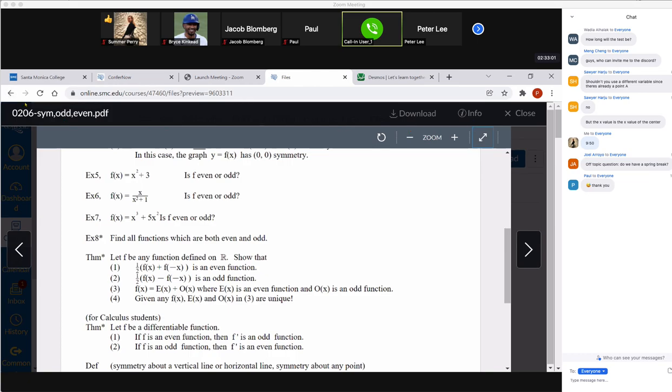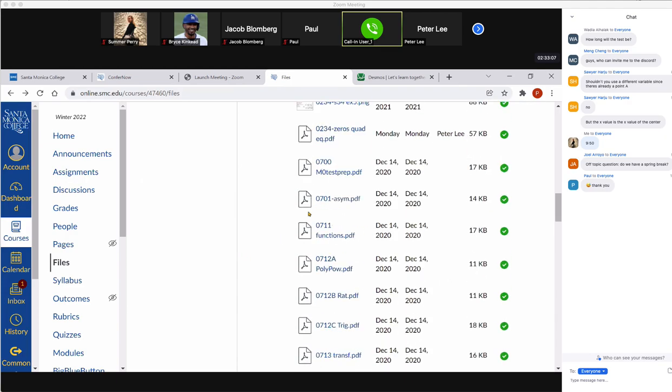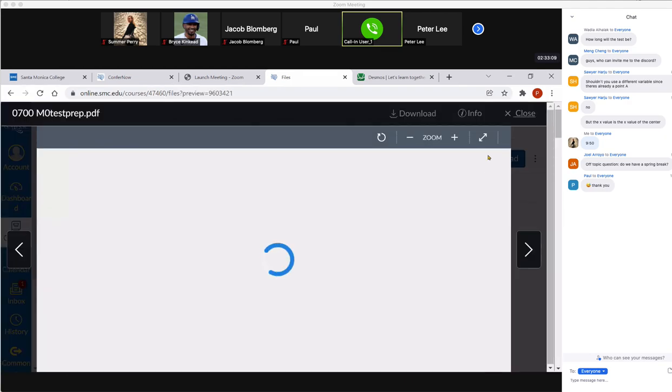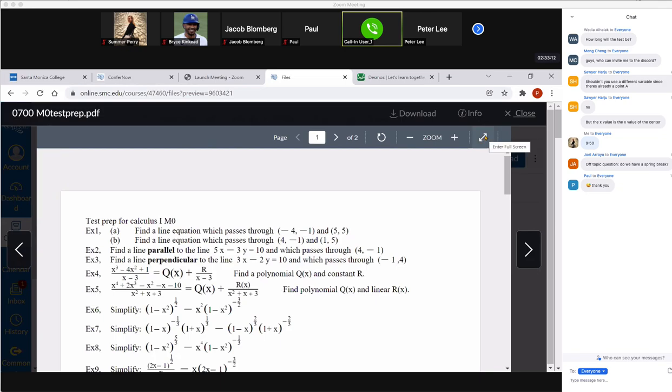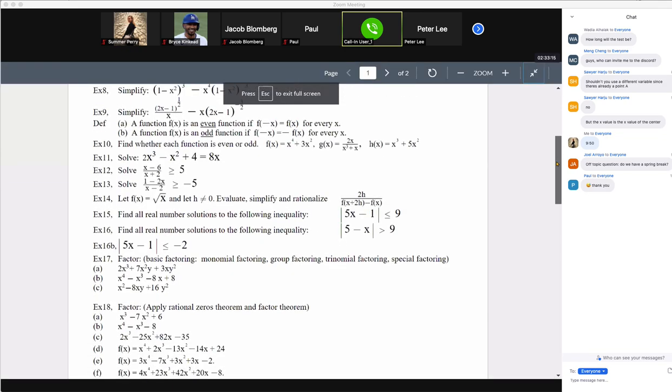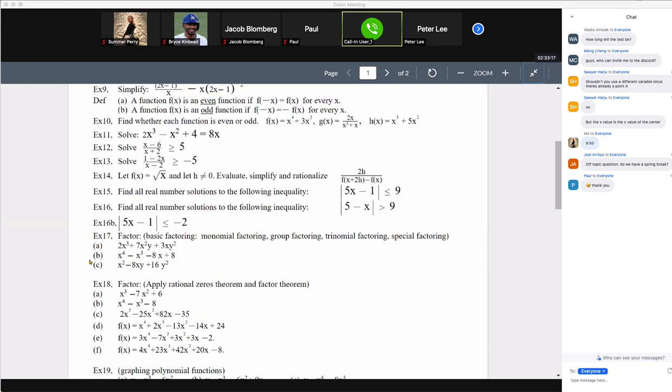Now I'm going to go back to this file, M0 test prep. I'm sorry that I could not do too many examples here, but these topics are covered. The things which are covered, but I didn't spend too much time on, are topics like factoring, example 17, 18, all the factoring skills, like monomial factoring, group factoring, trinomial factoring, and special factoring, difference of squares, sum of squares. All that is covered. Especially example 18: apply the rational zeros theorem and factor theorem.